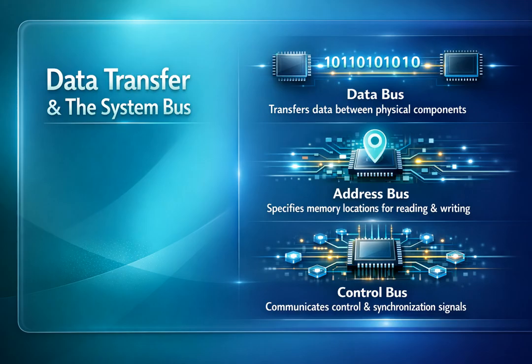How does data travel between all these parts? Through physical wires called system buses. We use a data bus to transfer actual data, an address bus to pinpoint memory locations, and a control bus to send synchronization signals across the motherboard.